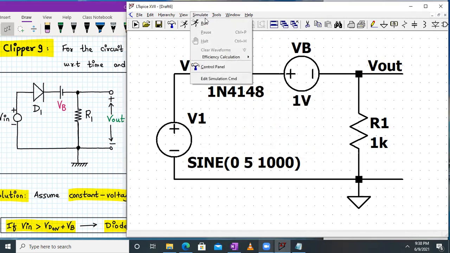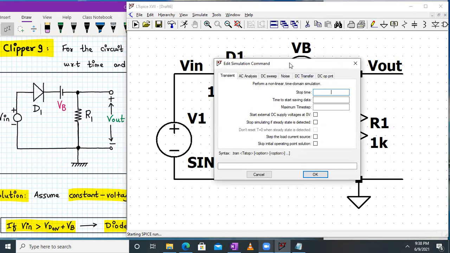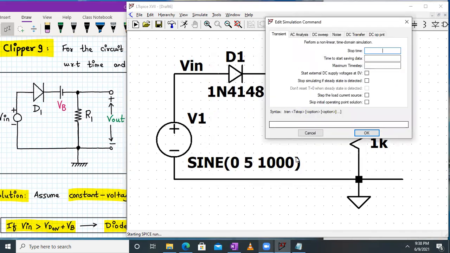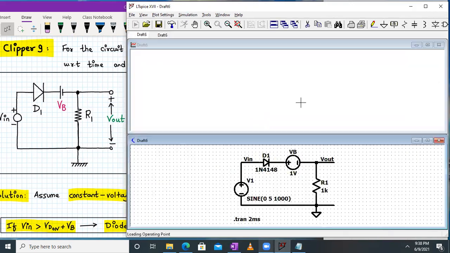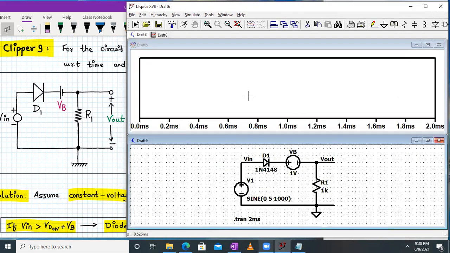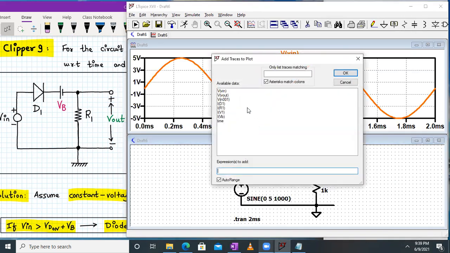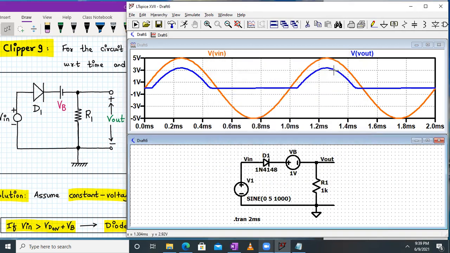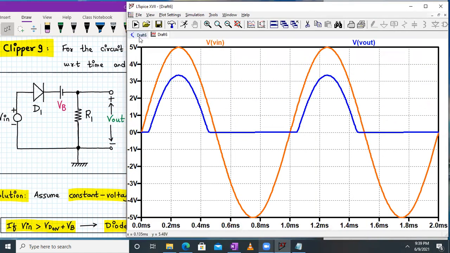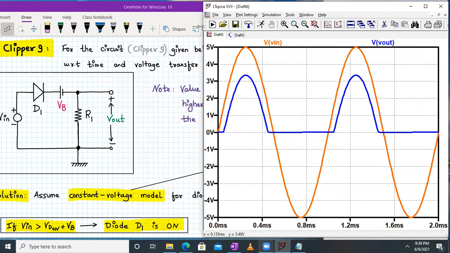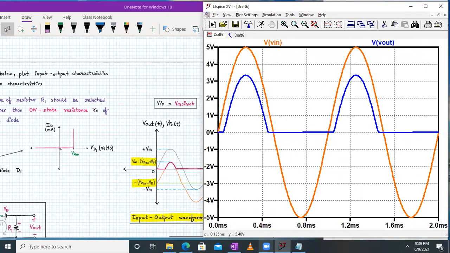Now we are ready to simulate. So click on simulate, click on run. It will ask for the transient response stop time. So frequency is 1000, so time will be 1 millisecond. But if we want 2 cycles of sine wave, I will write over here 2 milliseconds. So as soon as I enter, I will get a blank screen with the time axis going from 0 to 2 milliseconds. So here I will right click, click on add trace and click on the input first. And then I'll click on the output over here.